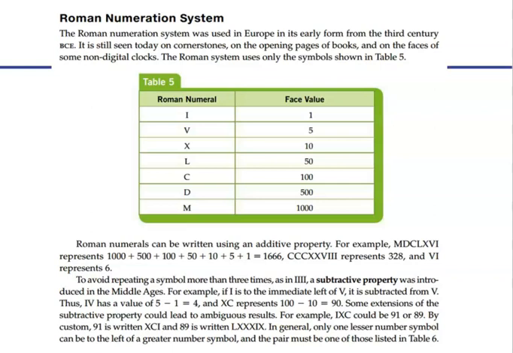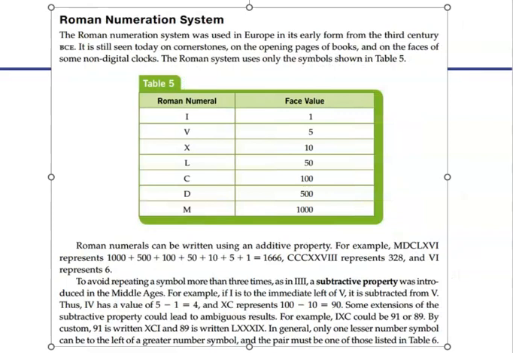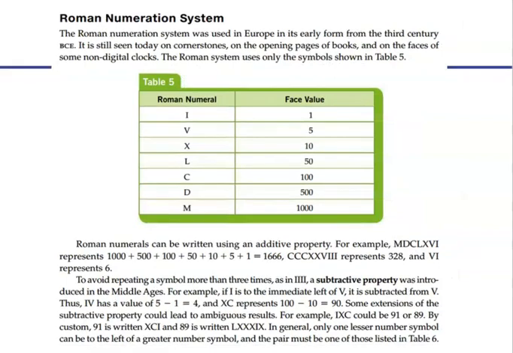That's all of the Roman numerals. Roman numerals can be written using an additive property. That does make it easier than some of this base 20, base 60 stuff. For example, but look at that, okay? So I'm going to highlight what I'm talking about here. Things are moving around because my pen didn't work. Let's see if it'll work now.